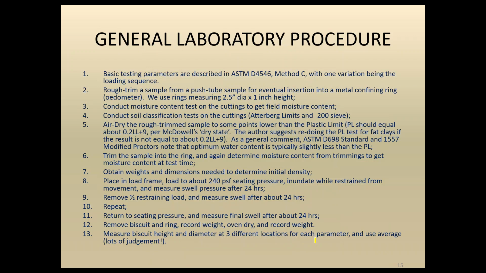So I'm going to back up just a little bit here and revisit the general laboratory procedure. A comment, the basic testing parameters are described in the ASTM method D4546, method C, and one variation being the loading sequence. Again, we rough trim a sample from a push tube sample for eventual insertion into a metal confining ring. We use rings that measure about 2.5 inches diameter by 1 inch in height. We do moisture content tests on the cuttings to get a field moisture content. We do soil classification tests on the cuttings.